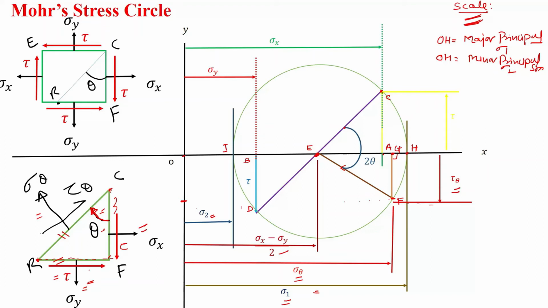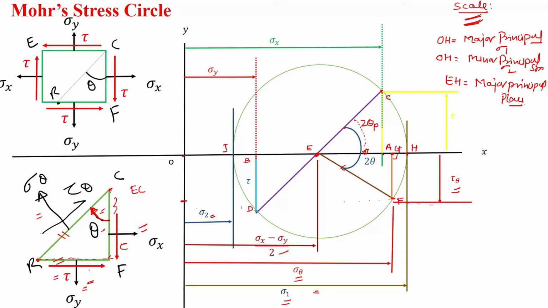So EC represents our CF plane, and EH represents the major principal plane. To find out the orientation from our plane, we can measure this angle. This angle will give us 2 theta p. This is 2 theta p.